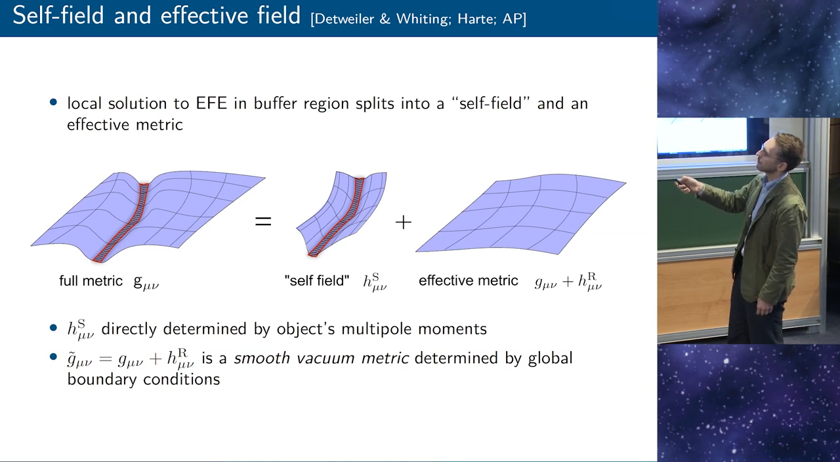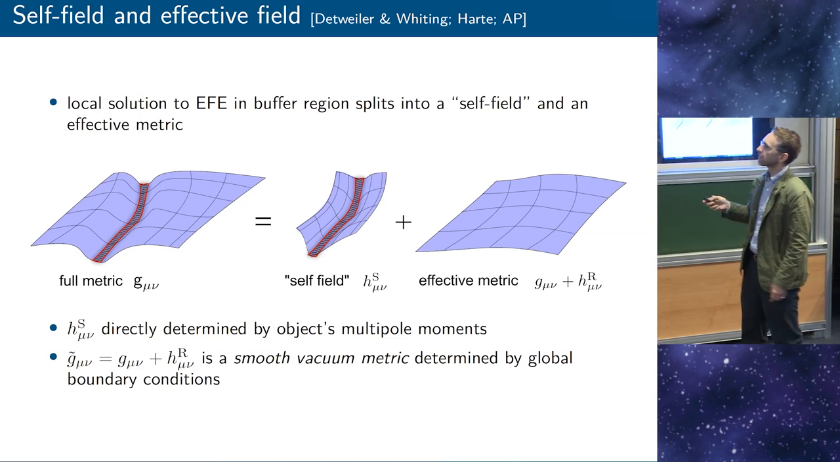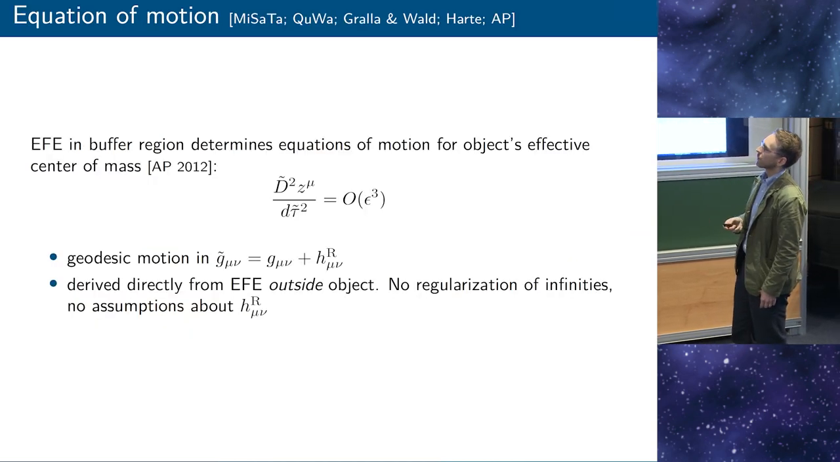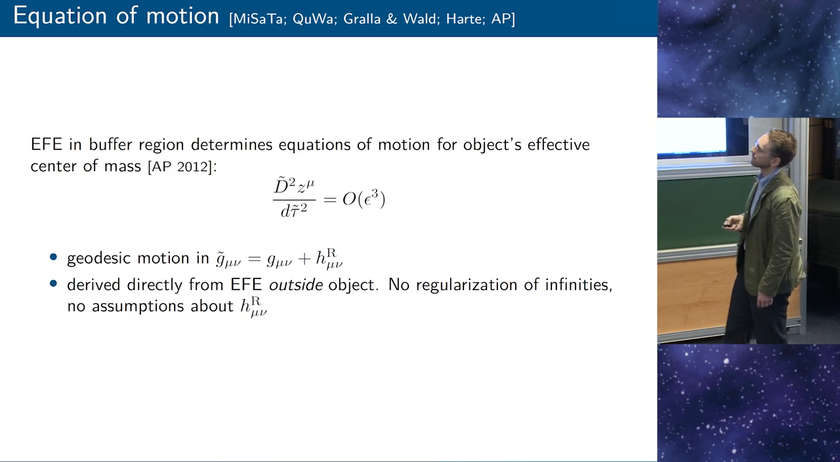So the self field is determined by the multipole moments locally. The effective external metric, you can only determine once you know the global boundary conditions and you solve the full problem. Okay, the other thing you get just from the Einstein equations in the buffer region is an equation of motion for the object's effective center of mass.